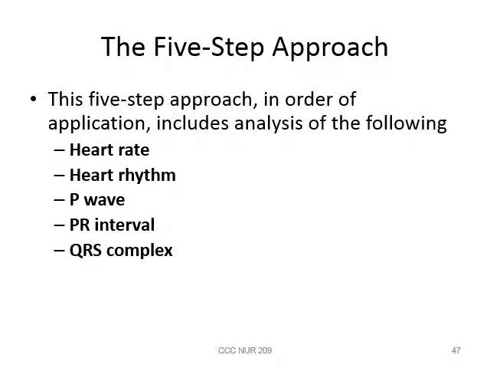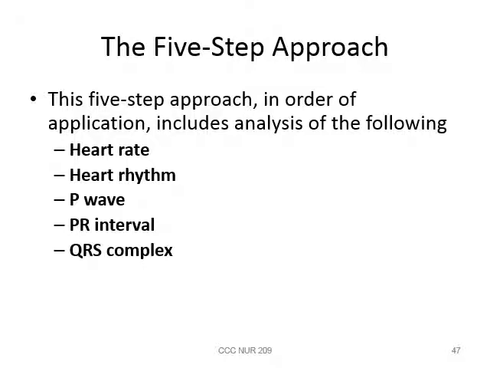This is the 5-step approach that I like to use. This is what I normally teach. I like it, and I think it works well for me. So as you look at a rhythm strip, you're going to look at these 5 different things. The first thing you're going to do is look at the heart rate. And we'll talk about how to calculate the heart rate. But you want to look at the ventricular rate, which are the QRS complexes. You want to look at the atrial rate, which are the P waves. So you're going to look at the rate of the atrium and the rate of the ventricles.